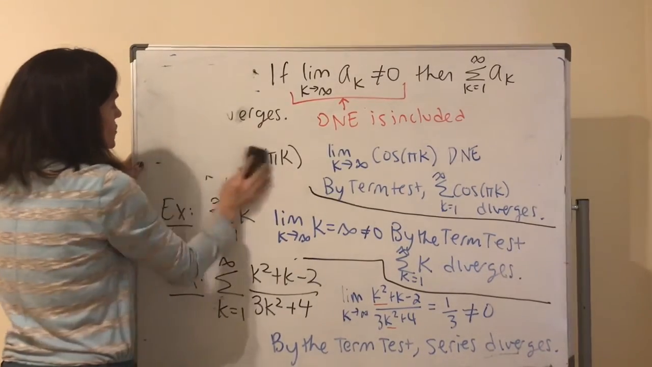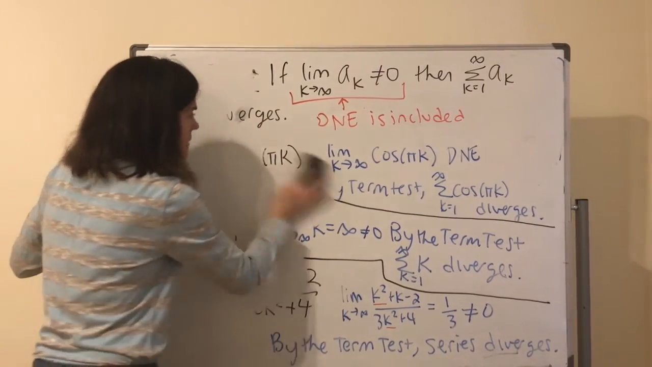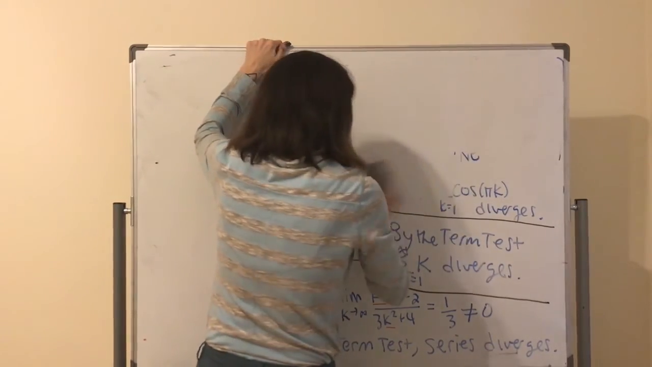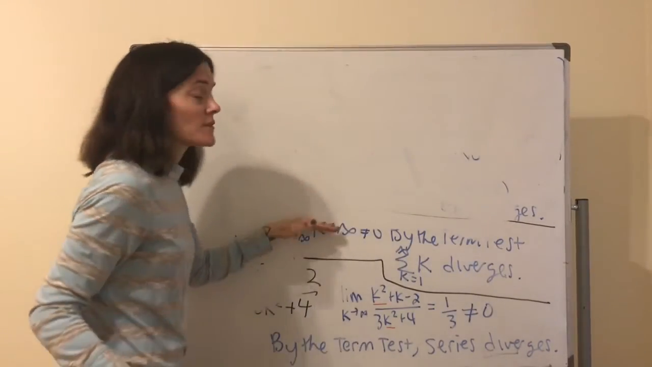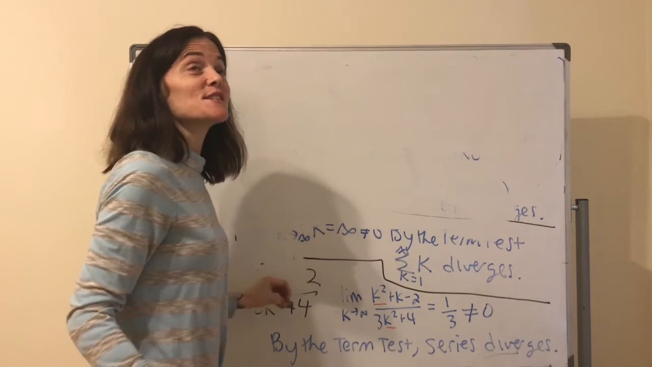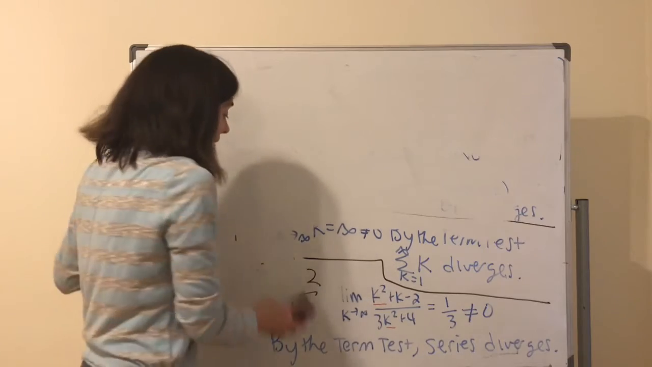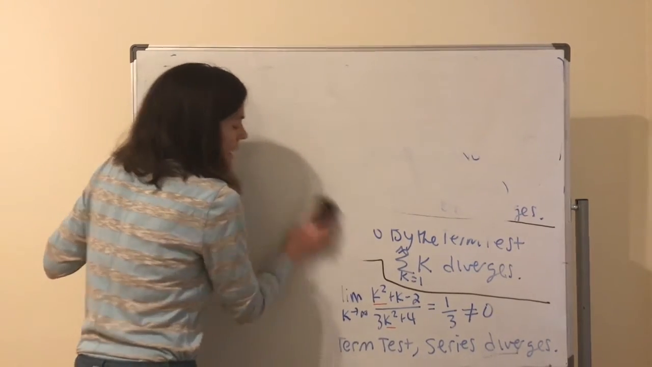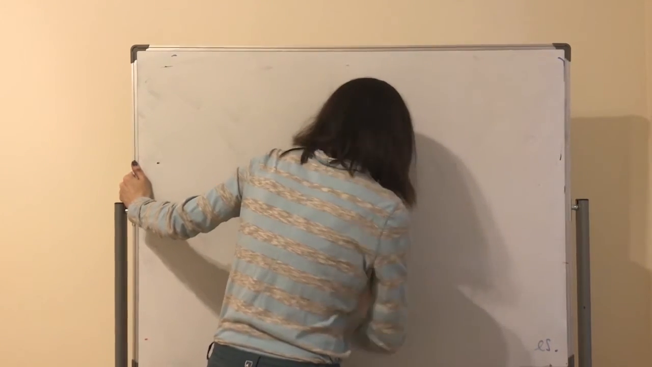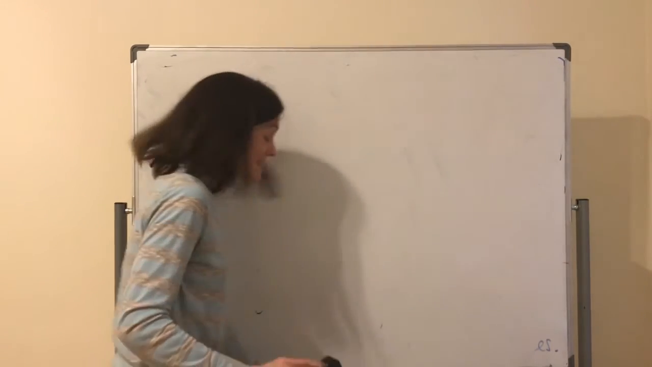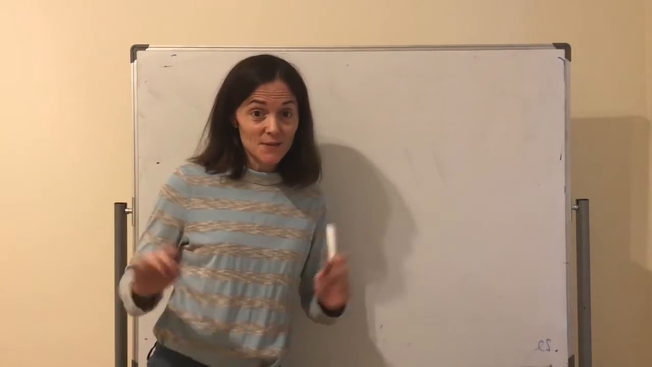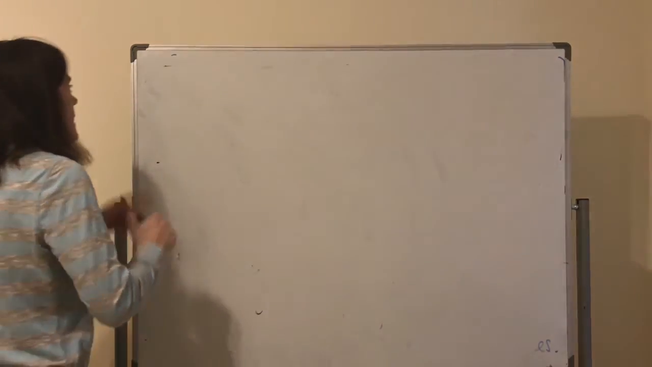but I will give you something to be careful about. The term test, which I wrote, was equivalent to this statement about if the series converges, then the terms go to 0. It is not an if and only if. Now, what does that mean for us? Okay, so let me write this. It's important enough to take the time to write because this is where the term test is misused the most.